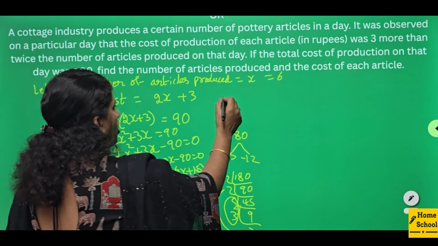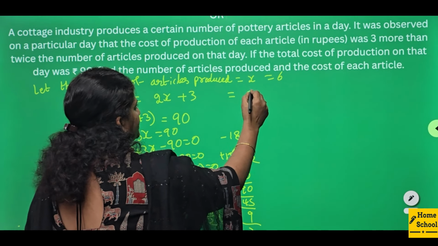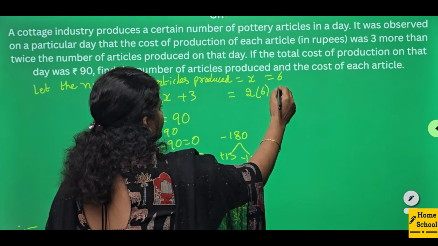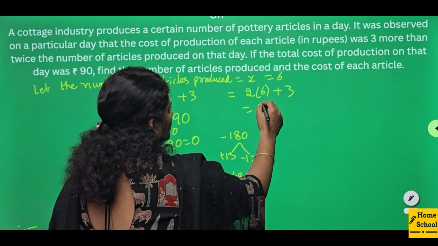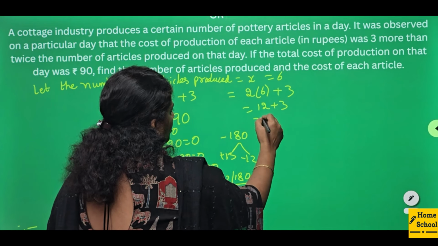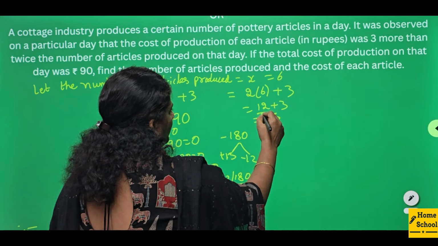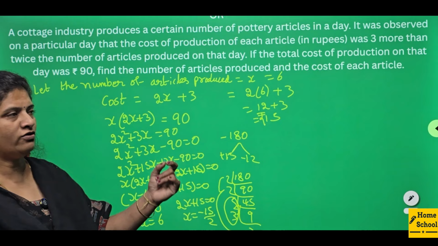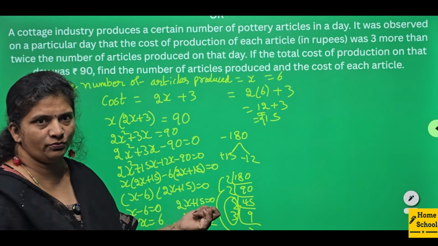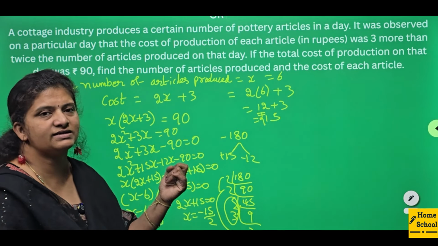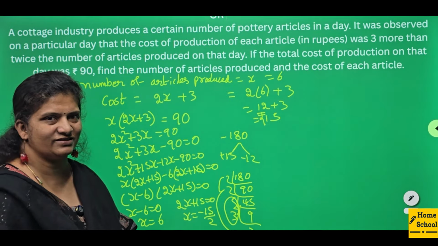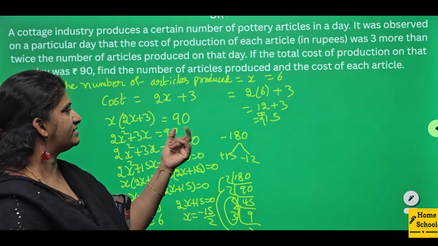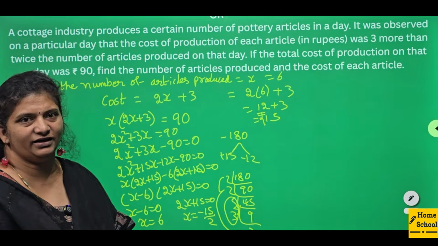And what is the cost here? Cost is 2 into 6 plus 3. That will be 12 plus 3 is equal to 15 rupees. Cost of each article is 15 rupees and on that day 6 articles are produced. And 15 into 6 it will be 90.